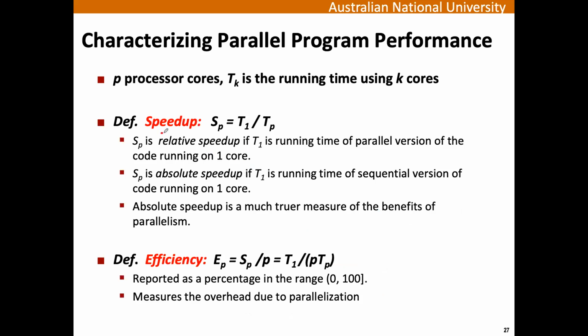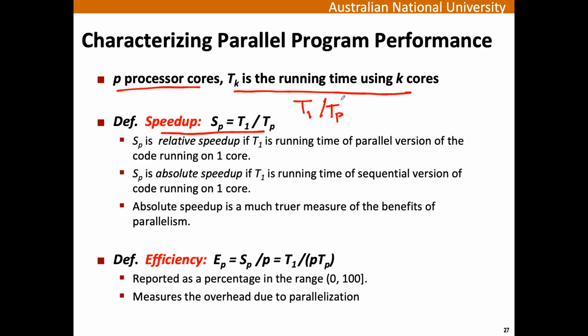Okay. So let's see how we characterize the performance of a parallel program. So speed up is really simple. If we have P processor cores and TK is the runtime using K cores, then speed up is T1 over TP. Now T1 is, you can take a parallel program and run it with one thread, or you can take the best, most optimized sequential version of the program and run it with one thread.